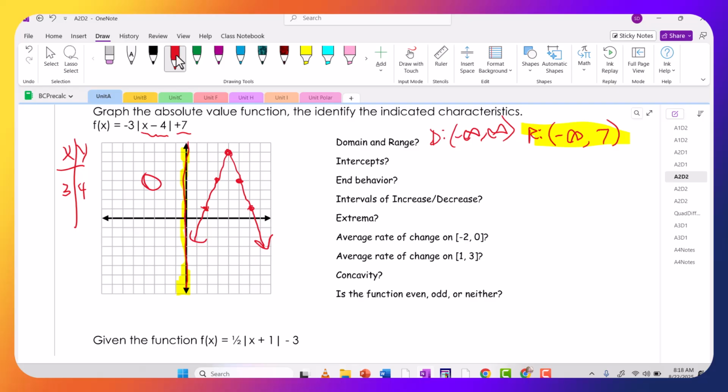All right, very important. Oh, intercepts. What? Yes. Yes. Yes, I wasn't done yet. Yes, you'd bracket the 7. What are you laughing at?